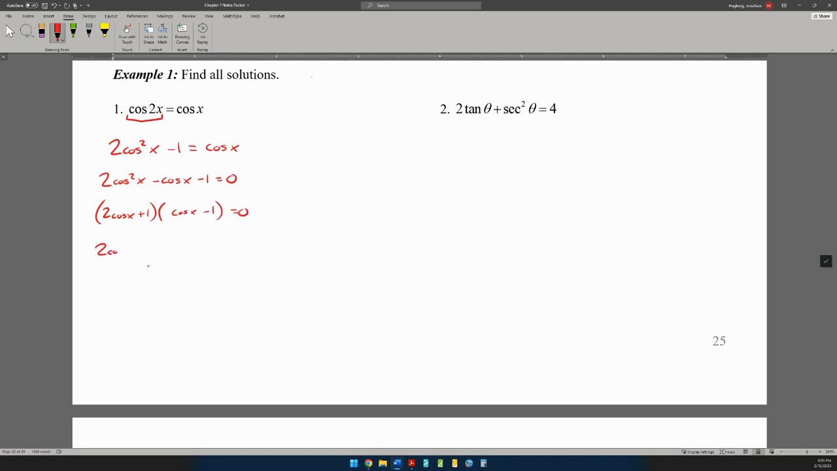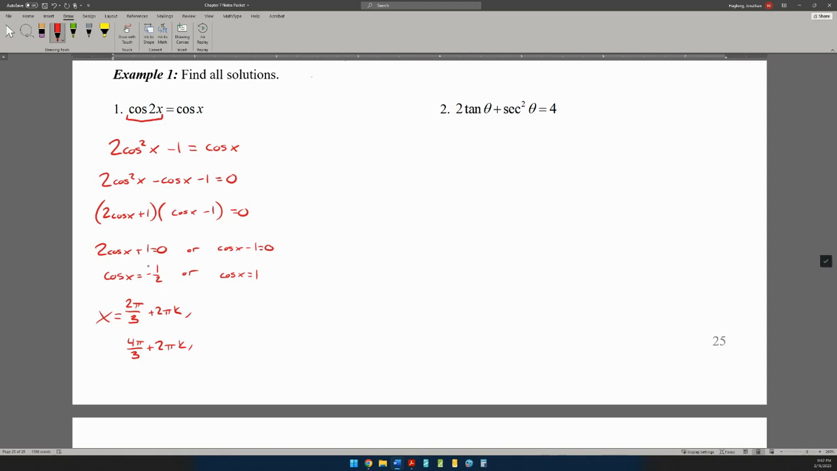Using the zero product property, we have 2 cosine x plus 1 equals 0, or cosine x minus 1 equals 0. And so we get the equations cosine x is equal to negative 1/2, or cosine x is equal to 1. In order to solve these, we have to ask ourselves, where is the cosine equal to negative 1/2? The answer is 2 pi thirds, plus 2 pi k. We also have 4 pi thirds, plus 2 pi k. And again, that's where k is an integer.